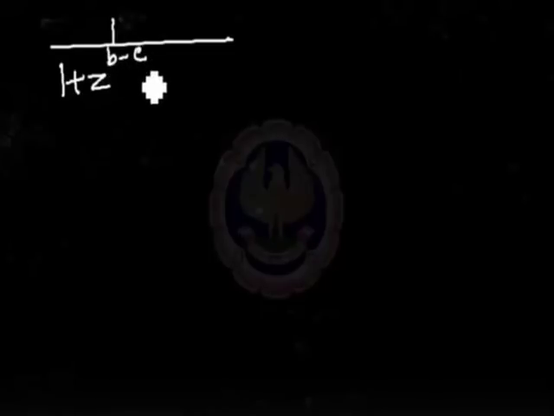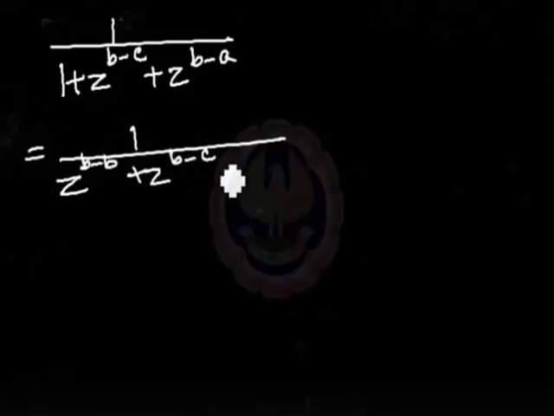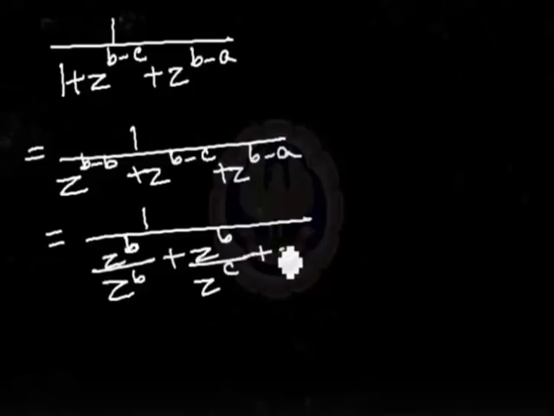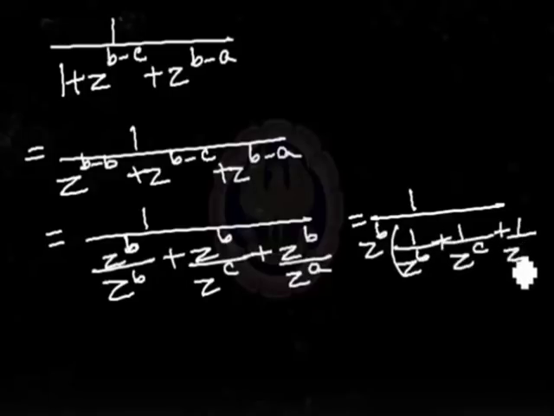Now let's solve the second part. The second part is 1 by 1 plus z to the power b minus c plus z to the power b minus a. Again we will substitute 1 as z to the power b minus b, so 1 by z to the power b minus b plus z to the power b minus c plus z to the power b minus a. This can be written as 1 by z to the power b by z to the power b plus z to the power b by z to the power c plus z to the power b by z to the power a. Take z to the power b common, so you are left with 1 by z to the power b plus 1 by z to the power c plus 1 by z to the power a.